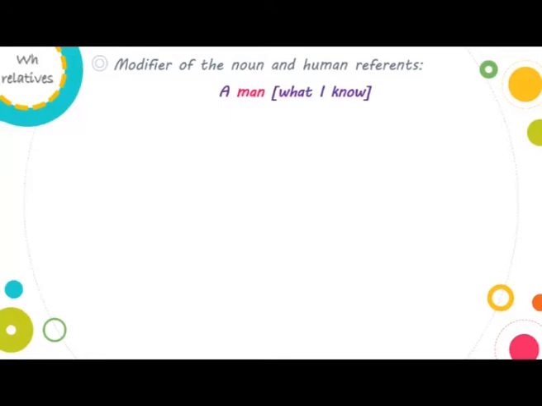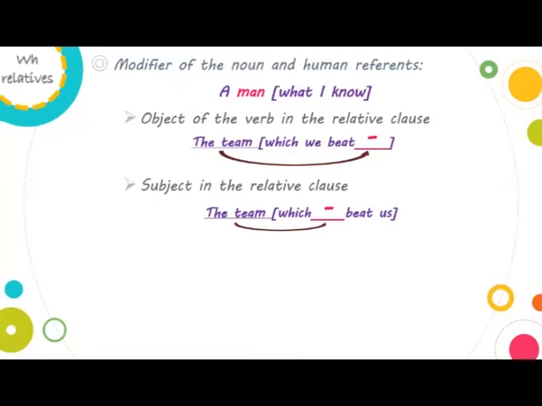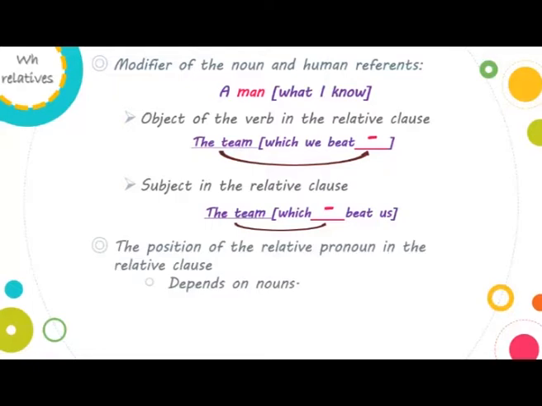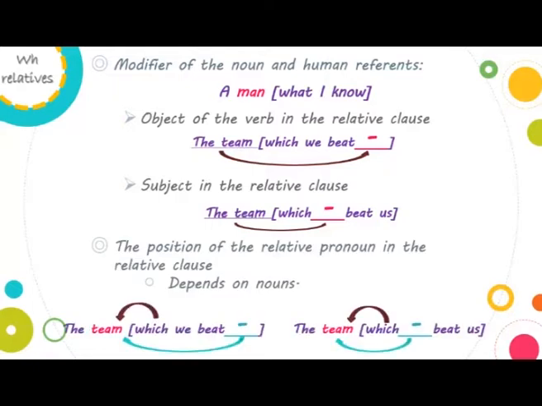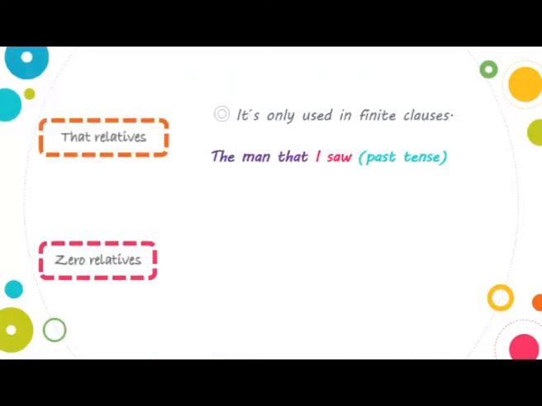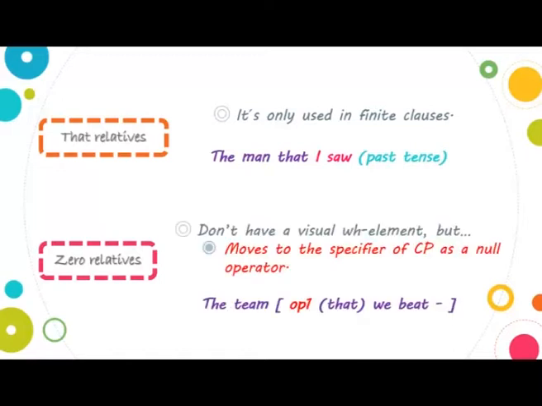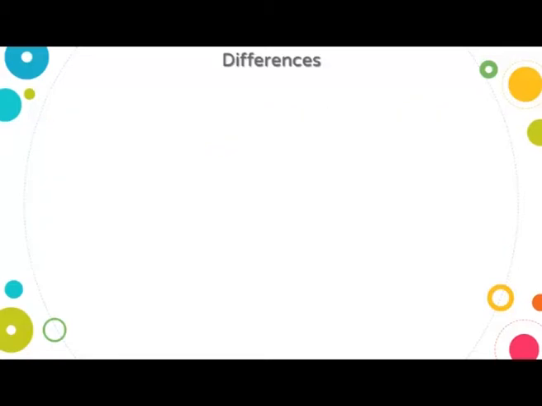They work as a modifier of the noun and need human reference, as in "a man whom I know." They work as an object of the verb in the relative clause or as a subject in the relative clause. The position of the relative pronoun in the relative clause depends on the nouns, as we have seen here in the examples. In that relatives, they are only used in finite clauses, and zero relatives don't have a visible WH element, but they move to the specifier of the complement phrase as a null operator.